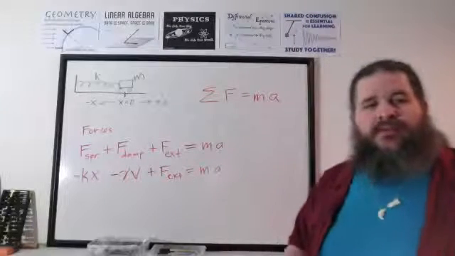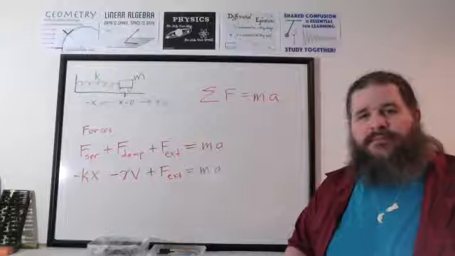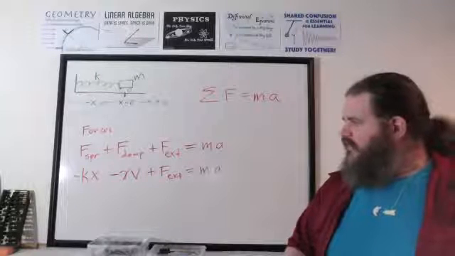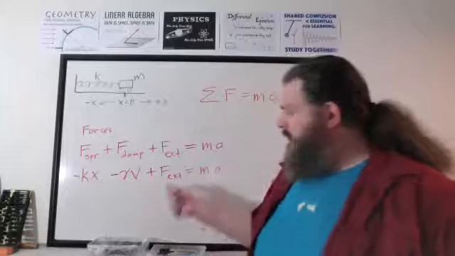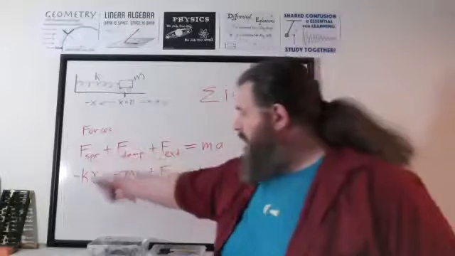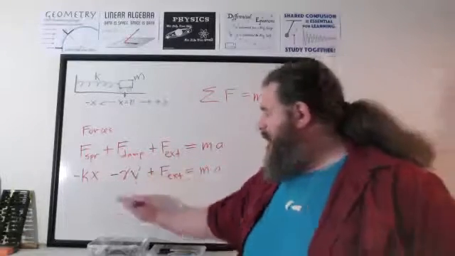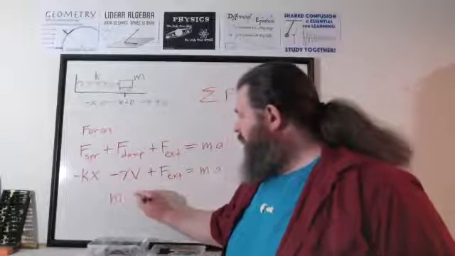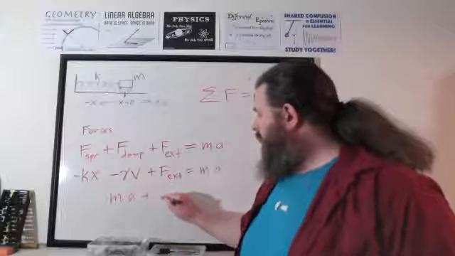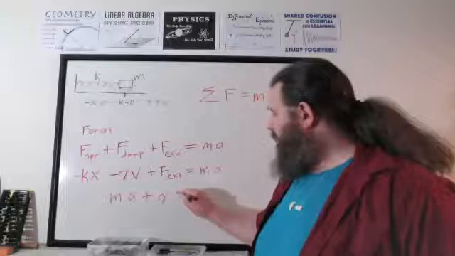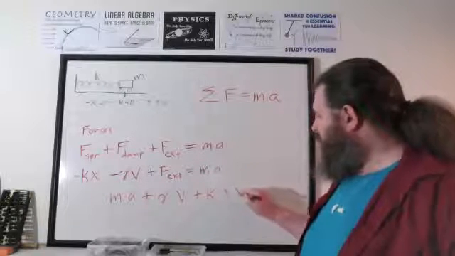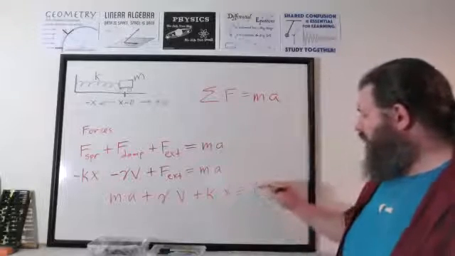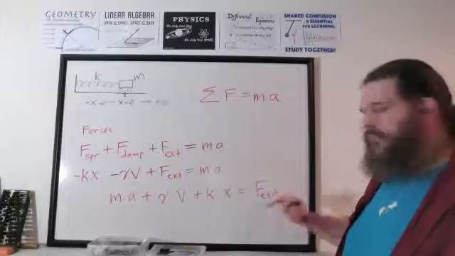So there's our equation with the formulas filled in. And it's somewhat more convenient if we add these terms to both sides to get F external isolated. So adding Kx to both sides, adding gamma V to both sides, we get mass times acceleration plus damping coefficient times velocity plus spring constant times position equals any external forces other than spring and damping.